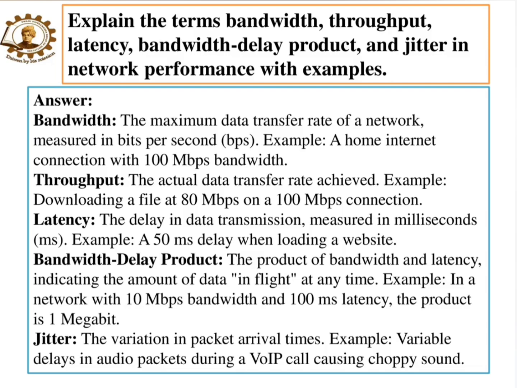Number 5 is jitter. Think of an uneven traffic flow on the highway with sudden bursts of speed-ups and slowdowns. Jitter refers to variations in latency, which can disrupt real-time applications like voice calls.